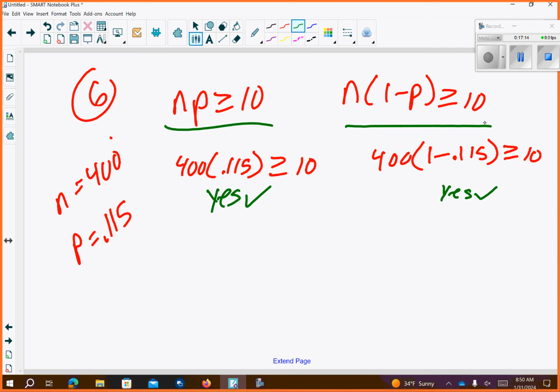Now you remember, I had said quite a while back, you want a random sample of 30, which is accurate, which is great until you start dealing with proportions. Then you have to start looking at n times p is greater than or equal to 10 and n times 1 minus p is greater than or equal to 10.